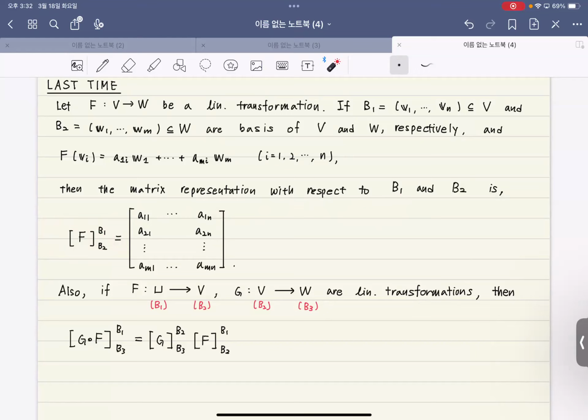Sorry about this. Also, once you have two linear transformations, where this space has basis B1, this space has basis B2, and this space W has basis B3, the composition of the two linear transformations is again another linear transformation, and the matrix representation of this composed linear transformation can be written as the product of these two matrices. So this is what we did in my previous lecture. Okay. All right.